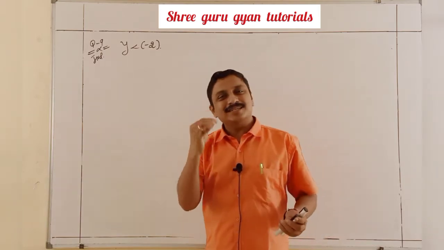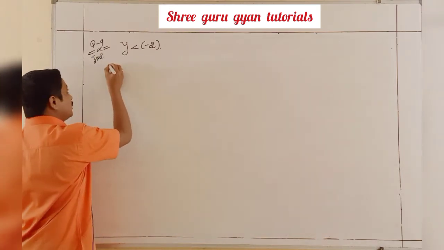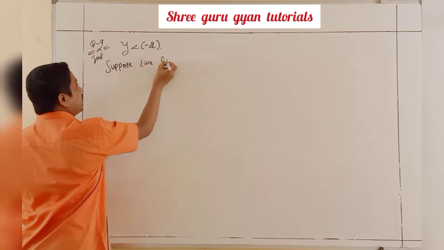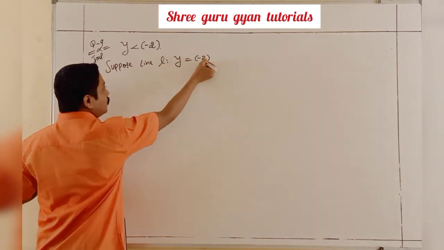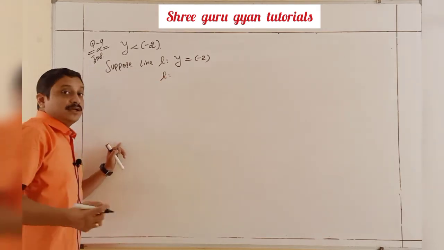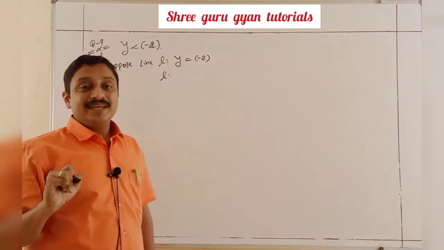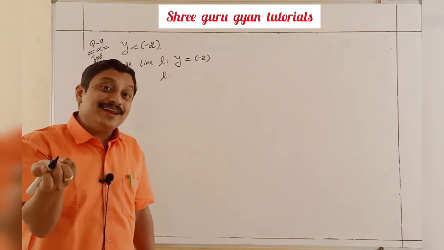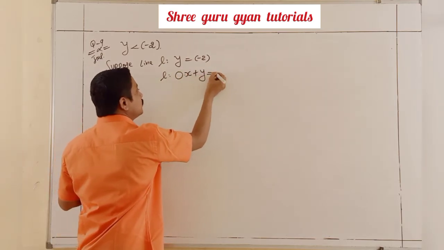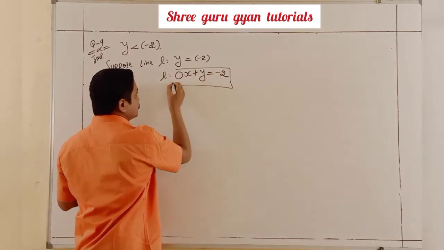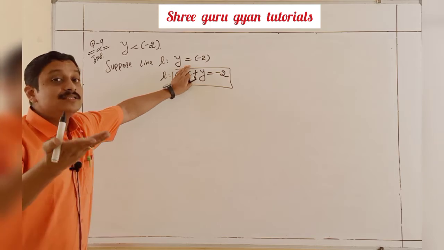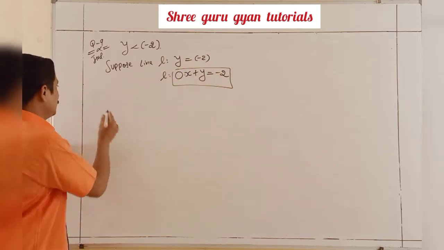The process is the same. Consider one line. Suppose the line L: I just take y is equal to minus 2. Here students check, the x coordinate was not given, so I just write 0x plus y is equal to minus 2. 0x means any value can be taken for x, and definitely y is always minus 2. So you got the table.